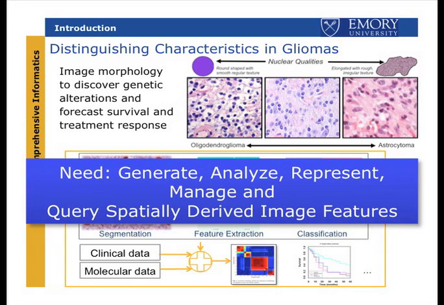So one process was to develop mechanisms of reliably segmenting these things and characterizing their shape, and I'll talk about that, and then using this characterization to link the characteristics of the cells to outcome and molecular characterization.